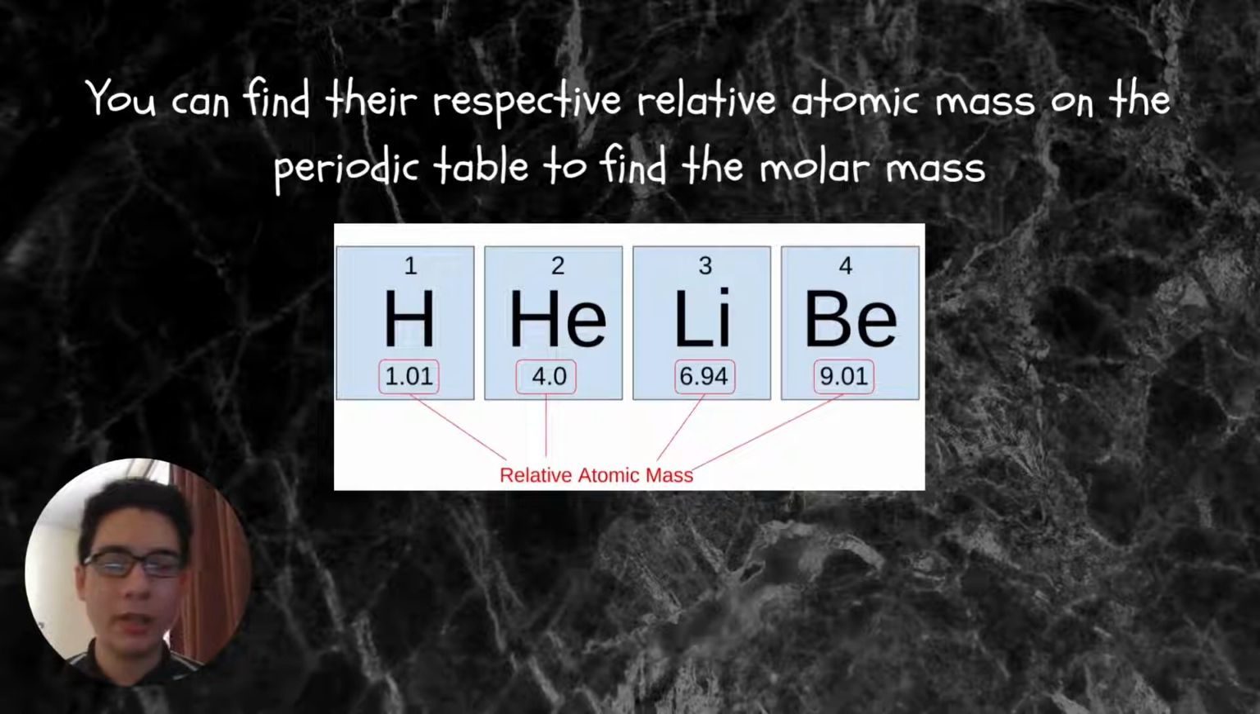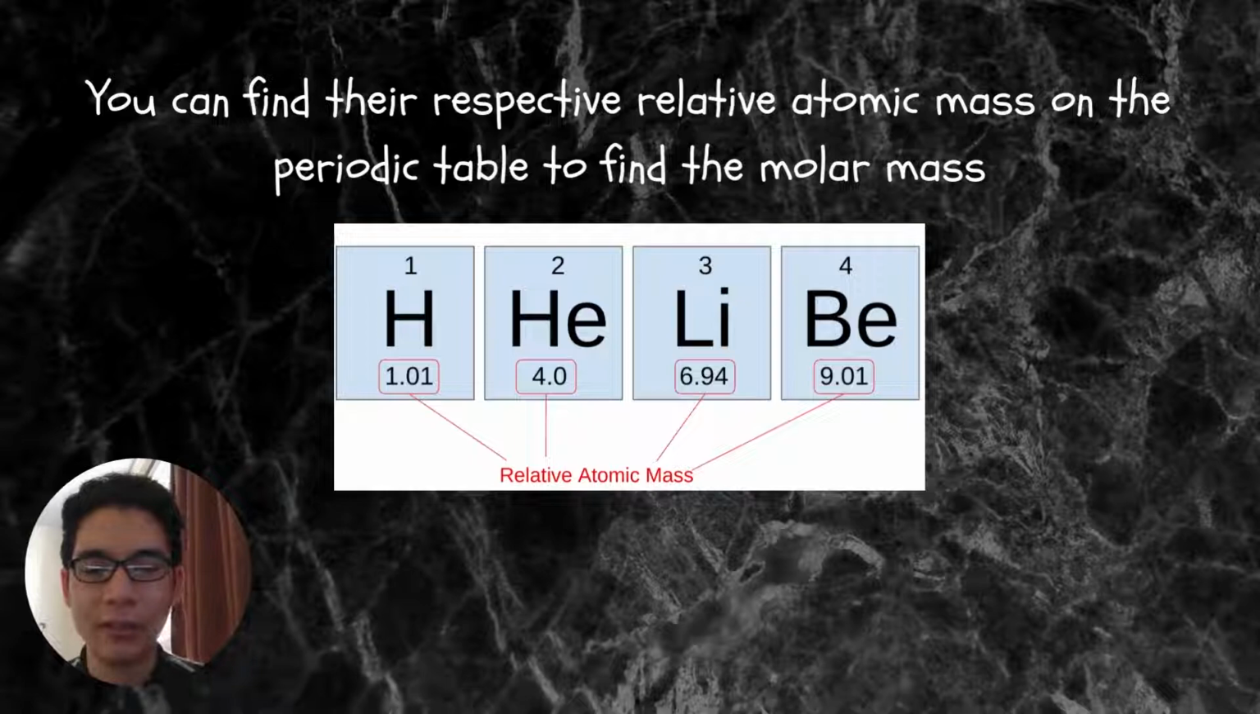Here's the picture that I got from the internet. You can find their respective relative atomic mass on the periodic table to find the molar mass. As you can see, the diagram shows the relative atomic mass, where it is located in each box in the periodic table. So you can pause this video to understand it.